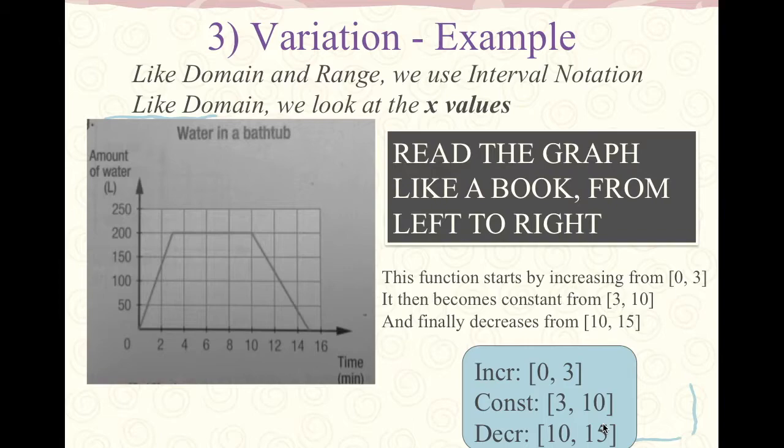Always closed brackets. Okay, always closed brackets, even though I know, how can it be increasing and constant? Well, it can. It's actually increasing and constant at the same point, 3. It's actually constant and decreasing at the same point, 10. So always closed brackets unless you see an open dot or infinity.